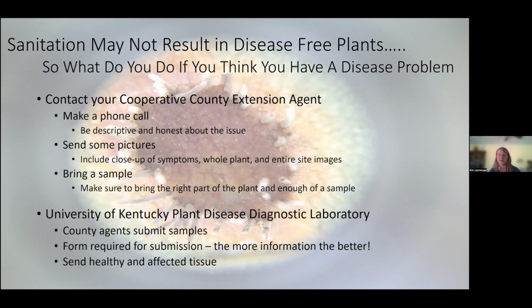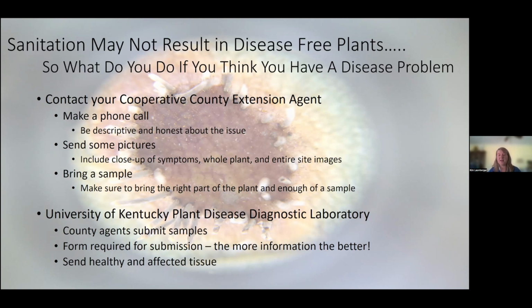That allows us to really see what's going on, allows your county agent to see what's going on, how it's progressing, how it's changing. And should it then need to be diagnosed at a higher level, or your county agent isn't sure, that can come to the Plant Disease Diagnostic Laboratory at the University of Kentucky, which is housed on campus in Lexington. County agents do submit those samples. They do not come directly from homeowners. So again, connect with your county agent.